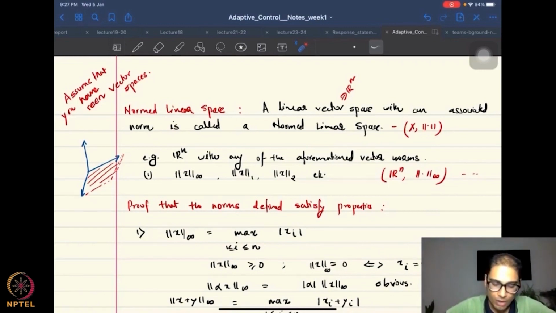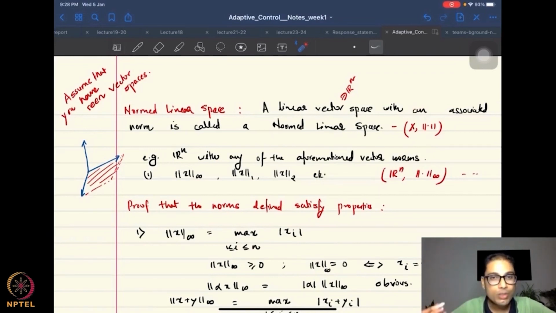So what is a normed linear space? A normed linear space is essentially a linear vector space with an associated norm. That's it. If you have a vector space or a linear space or a linear vector space, like I said, and you have a norm on it, then the two together, denoted as x comma this norm, form a normed linear space.